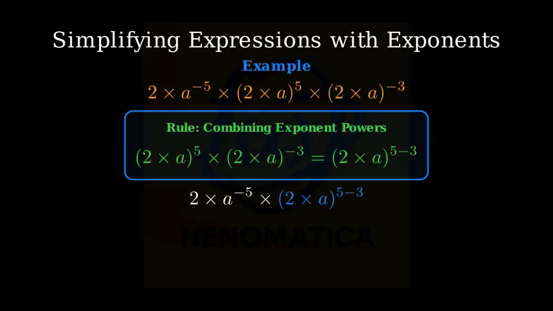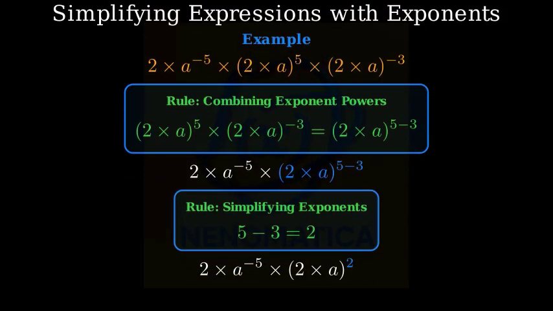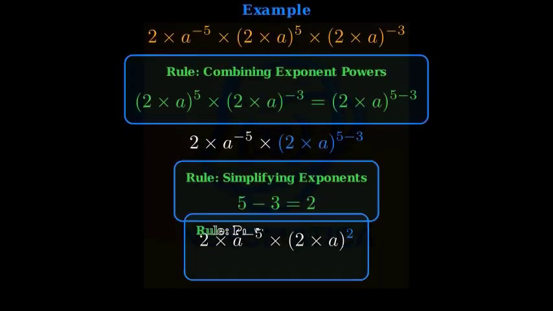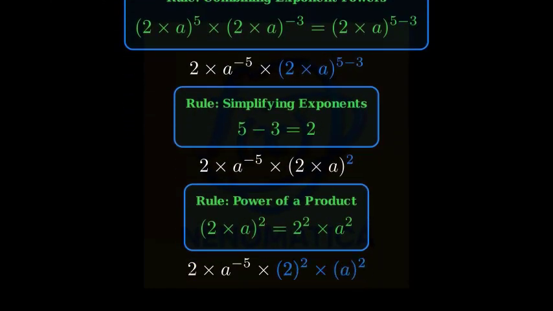First, let's combine the second and third terms by using the property that when we have a negative exponent multiplied by a positive exponent, we can subtract the exponents. Next, we simplify the exponent by calculating 5 minus 3, which equals 2. So we now have 2 times a to the negative 5 times 2 times a to the power of 2. Now, let's expand the expression 2 times a to the power 2 as 2 squared times a squared. We can separate the 2 and the a because each is raised to the same power.